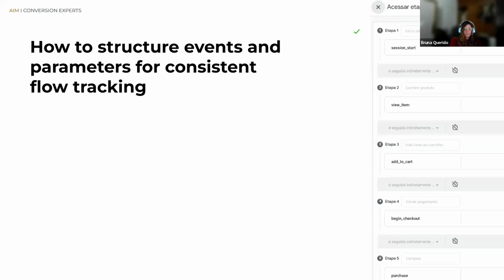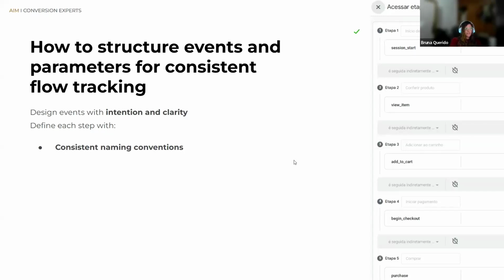And then, how to structure events and parameters for consistent flow tracking. The key to reliable funnel analysis is intentional event design. Each step must be clearly defined, ideally with consistent naming conventions and required parameters. GA4 has a lot of default events, and you can use them to build your funnel. You have a lot of parameters that you can send, and you can use them to see different cohorts or different types of paths that your users are taking.